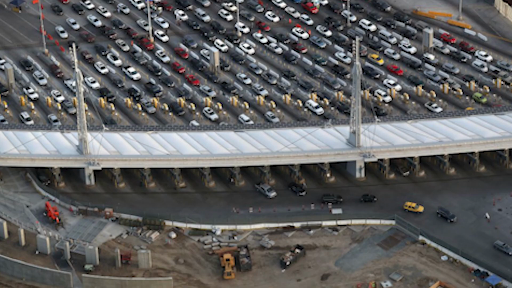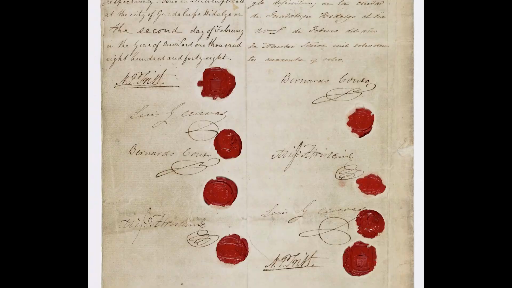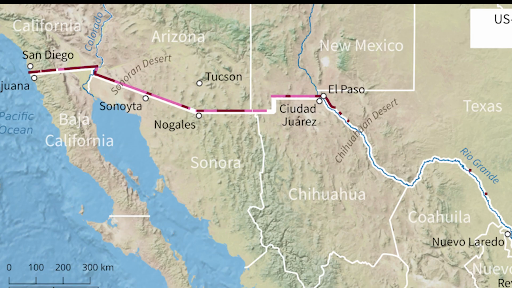But its complex history reminds us that borders are not just physical barriers, they're the product of centuries of history. From the Treaty of Guadalupe Hidalgo to the Gadsden Purchase, this border was shaped by wars, treaties, and economic interest. Today, it represents the long, intertwined history of two nations, neighbors with a complicated past and a shared future.